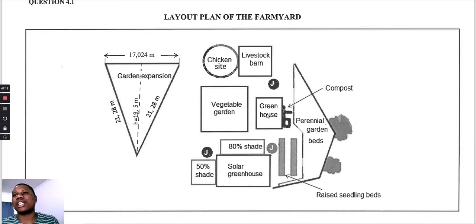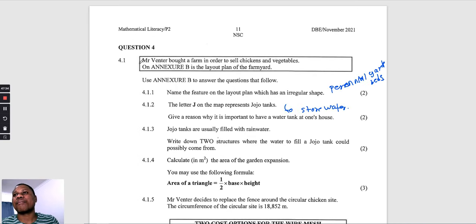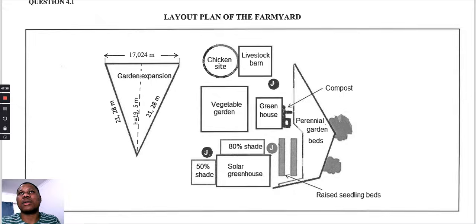Which structure can the Jojo tank be coming from here? Look at the Jojo tank. Here is a Jojo tank, another Jojo tank is here, another Jojo tank is here. So basically we can say the Jojo tank is from the livestock. They can have a gutter here from the livestock up until here. So we can say the structure there is what? What is this one? The livestock pen.